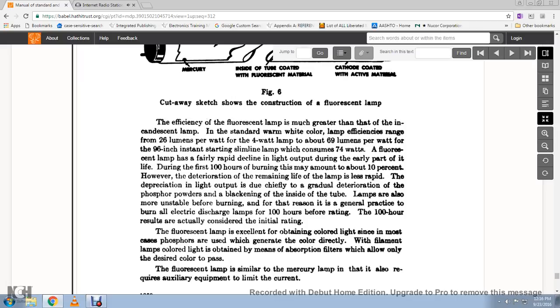The fluorescent lamp has a fairly rapid decline in light output during the early part of its life. During the first 100 hours of burning, the drop may be as much as 10%. However, the deterioration over the remaining life of the lamp is less rapid. The depreciation of light output is due chiefly to the gradual deterioration of the phosphor powders and the blackening of the inside of the tube. The lamps are burned before use for this reason. It is general practice for all electrical discharge lamps of 100 watts or more to be rated after burning. The 100 hours are actually considered the initial rating.